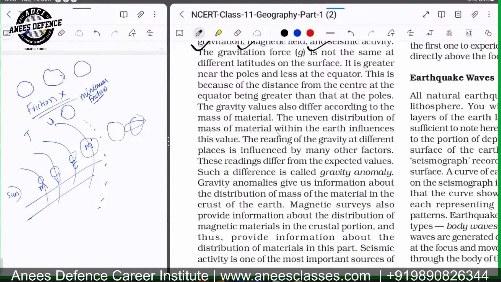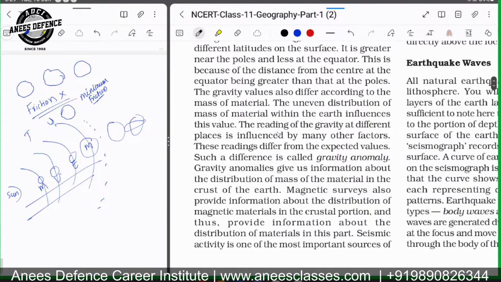Less. Somebody is saying that at the equator the value of g is less. Another? Any other response? Go and check. At the poles it is high. Okay. It means at the equator it is less.